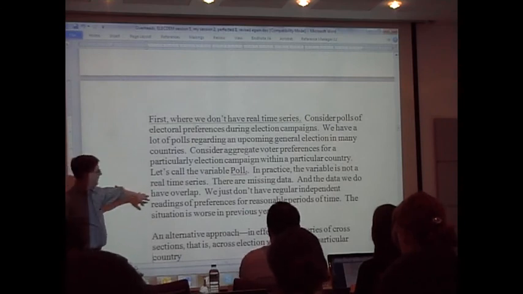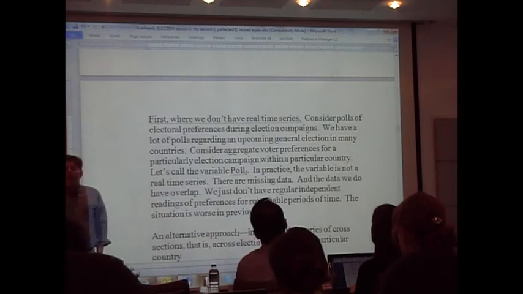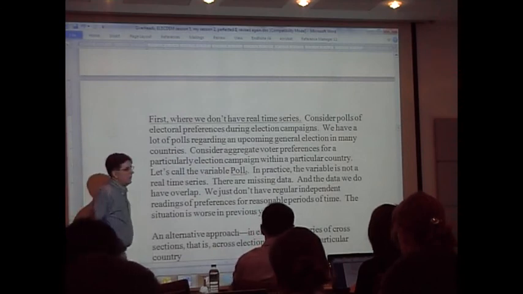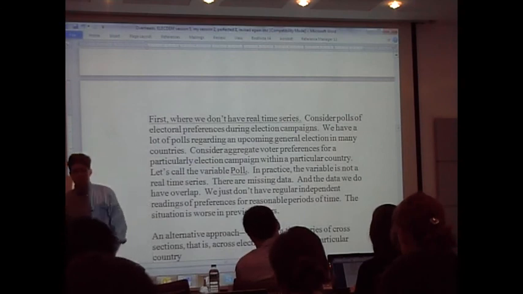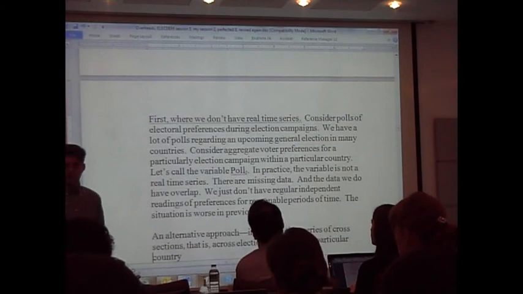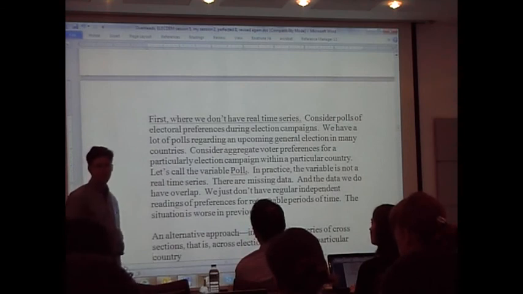Even to the extent we have data, you say, oh wow, in September, October, you're going to have all this data. It's going to be great. You can do daily stuff. Well, the problem is they're not really independent readings on different days. You're going to have a survey in the field on Monday, Tuesday, and Wednesday. You're going to have a survey in the field on Tuesday, Wednesday, and Thursday. Are those separate readings?